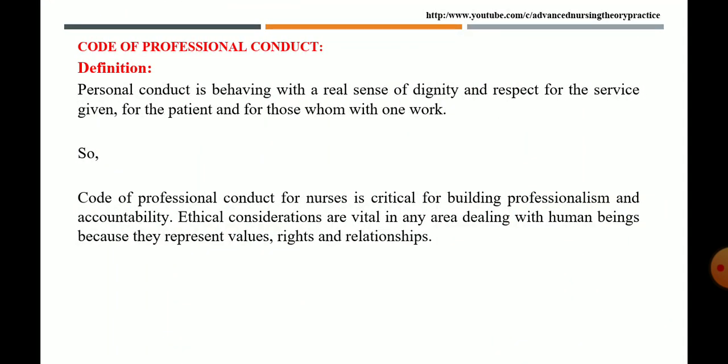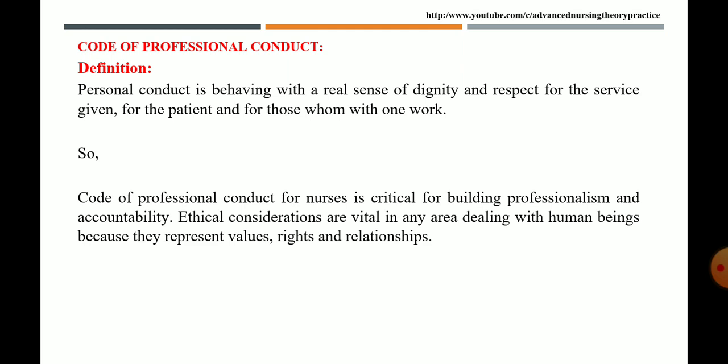Before going to the actual topic of code of professional conduct for nurses, we must know what code of conduct is. While going through the definition, we can see that personal conduct is behaving with a real sense of dignity and respect for the service given, for the patient, and for those whom we work with. Simply, it means that we must have dignity and respect for all those with whom we are collaborating in delivering quality patient care or services, or communicating in terms of delivering the best nursing care for the patient, or managing the ward or activities that we are assigned.